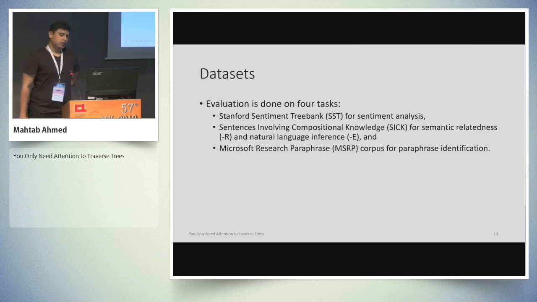For the experiment, we did 4 tasks. One is sentiment analysis on the Stanford Sentiment Treebank. The second one is the semantic relatedness task from the SICK dataset. The third one is the natural language inference task from the SICK dataset. And the fourth one is the paraphrase identification task on the MSRP dataset. So the first dataset was available in tree form, but for the last two we used Stanford's dependency parser and the constituency parser to get the parse trees.